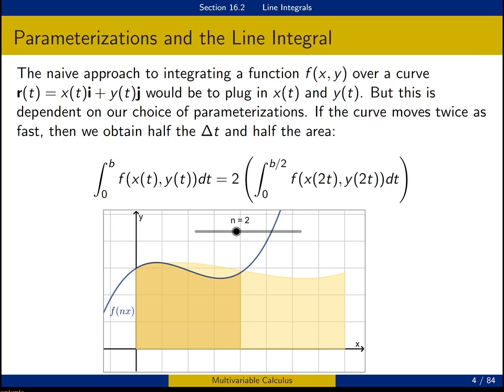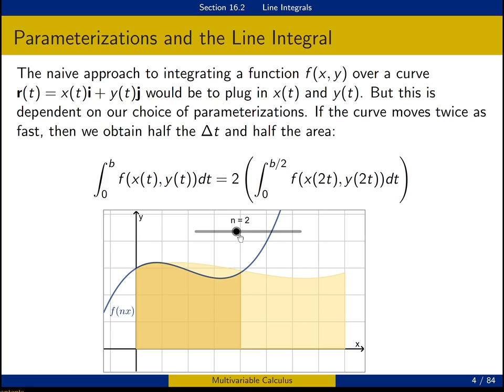The naive approach to integrating a function f of xy over a curve defined by r of t equals x of t i plus y of t j would be to take the component functions x of t and y of t and plug them in to the function f. We would get an integral like the integral from 0 to b of f of x of t comma y of t dt. But this would be dependent on our choice of parameterization. If we replaced t with 2t, the curve would move twice as fast, and we would obtain half the area.